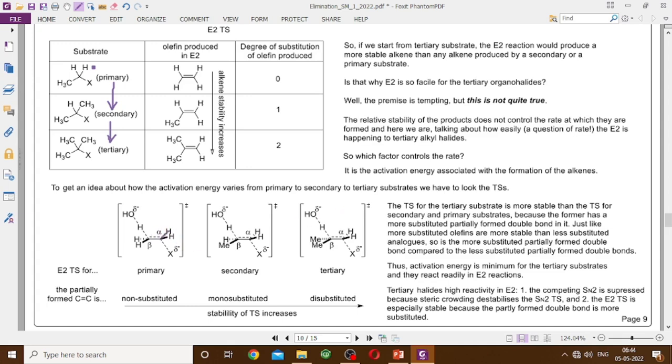So look at this double bond that is being formed between the alpha and beta carbons. This partially formed double bond has only 4 hydrogens attached to them. The partially formed double bond here has 1 methyl and 3 hydrogens, and this partially formed double bond has 2 methyls and 2 hydrogens. Just like the alkenes become more stable as you replace hydrogens with methyl groups, that means you increase the degree of substitution, the partly formed double bonds also become more stable.